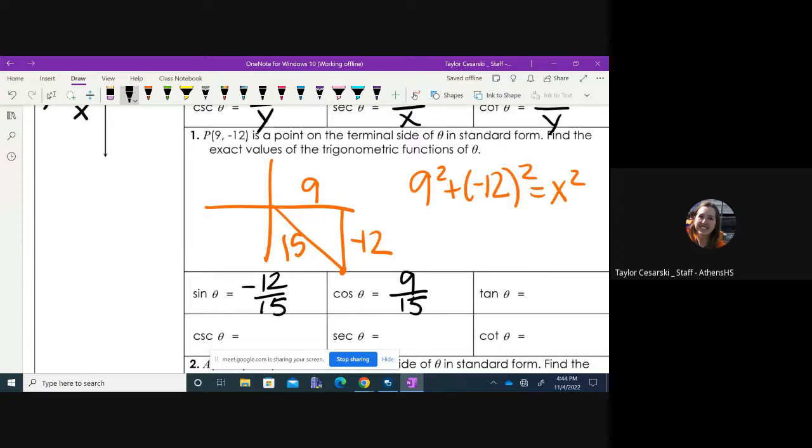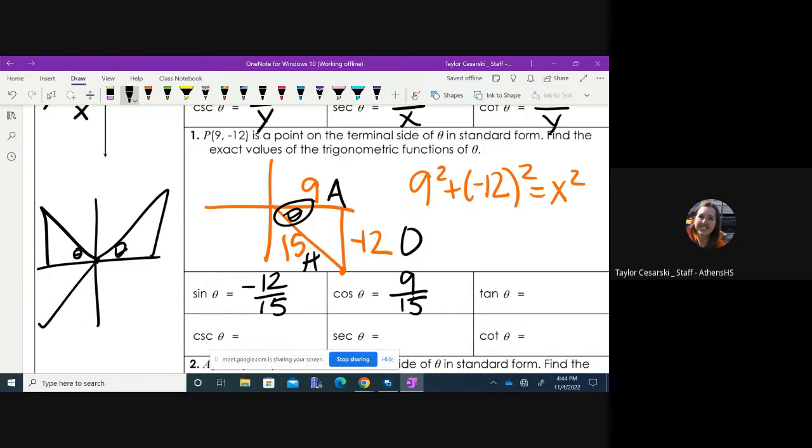Adjacent over hypotenuse. This is my opposite. Theta is always the angle towards the origin. I should clarify that. So this is angle theta right there. Always, every single time. If it were in quadrant 1, it would be right here. Quadrant 2, that angle there. Quadrant 3, and quadrant 4.